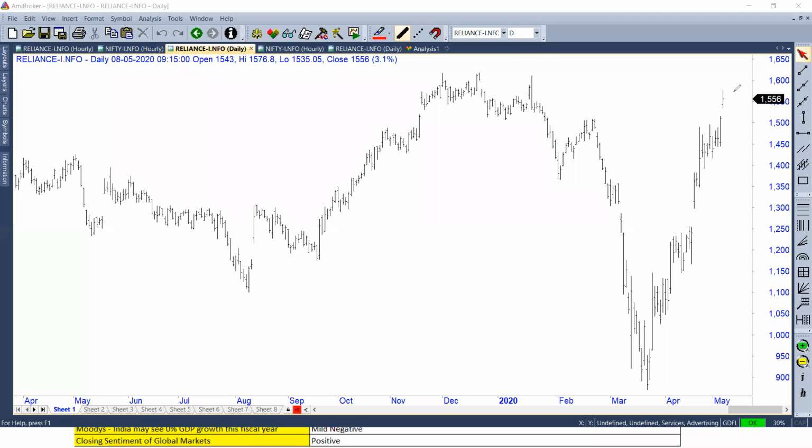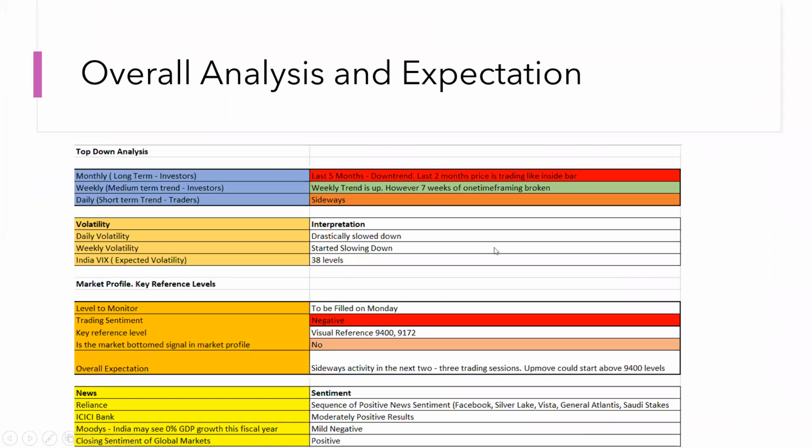All right. So one has to be really careful with this kind of extreme sentiment. That extreme sentiment is what is going on in Reliance. ICICI Bank also had moderately positive results, and fundamentally, Moody's released a report that India may see 0% GDP growth this fiscal year. Not a bigger one, because the market doesn't take rating agencies seriously unless there is some strong credit rating action. So that's a mild negative sentiment.